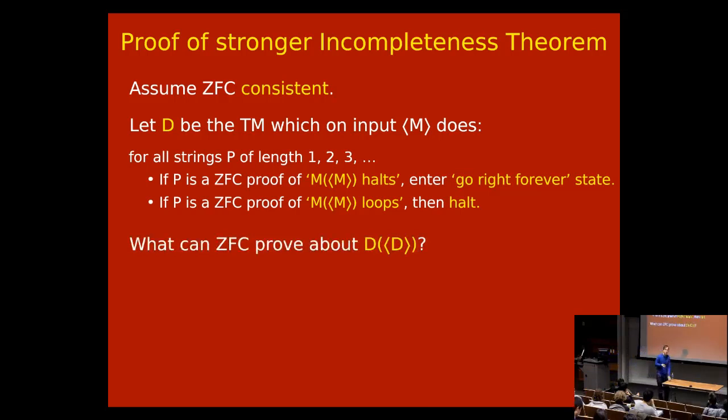But now we ask the question: what can you prove using ZFC and deductive calculus about what happens when you run D on input D?